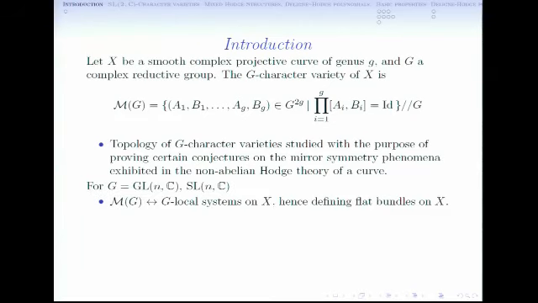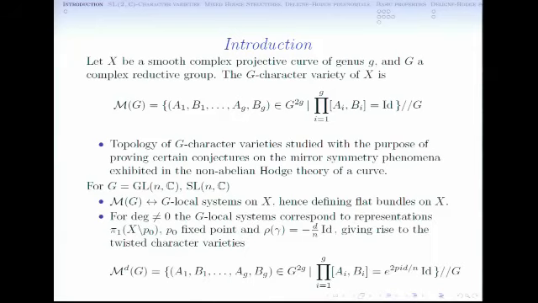So for complex linear groups, GLNC and SLNC, the representations can be understood as local systems, and hence defining flat bundles of degree 0 over X. If you want to move to different degrees, the G local systems correspond to the representations of the fundamental group of X minus one fixed point, with a fixed representation of the loop around the point, giving the so-called twisted character varieties that Thomas Hausel explained on Monday.